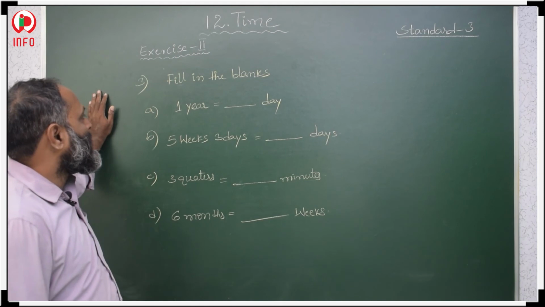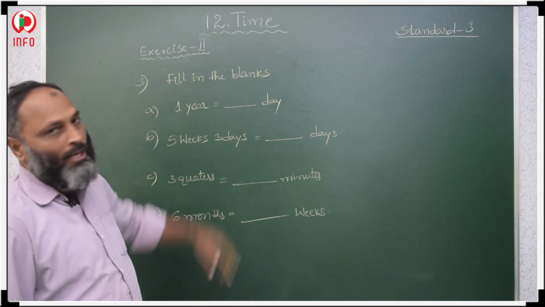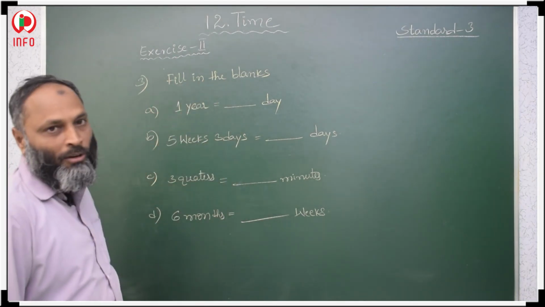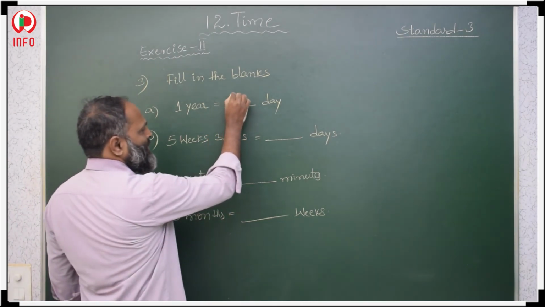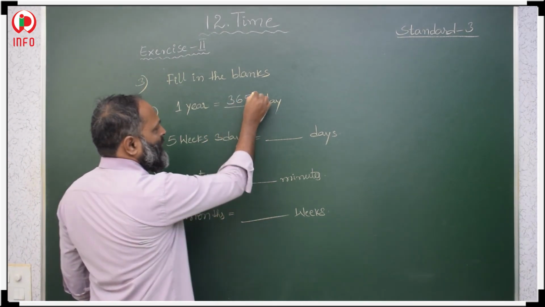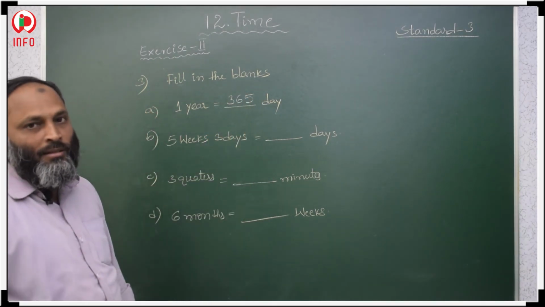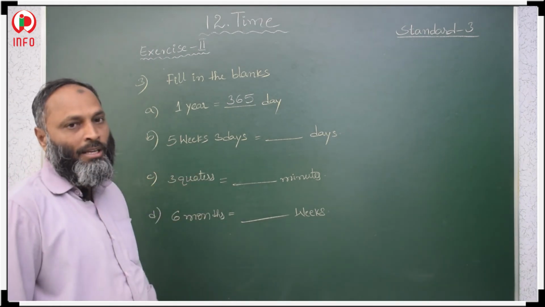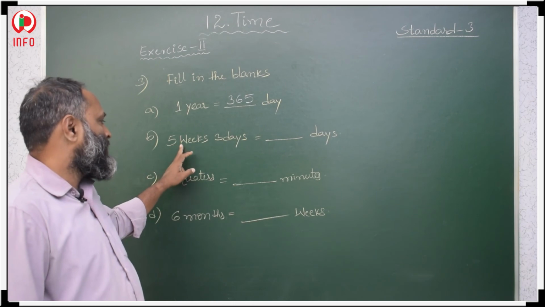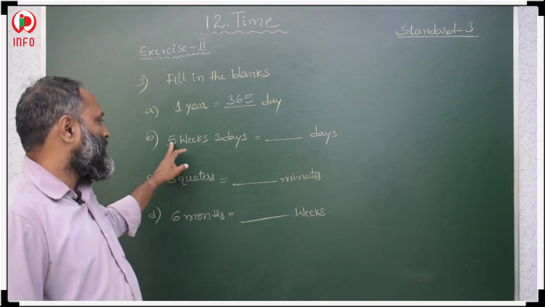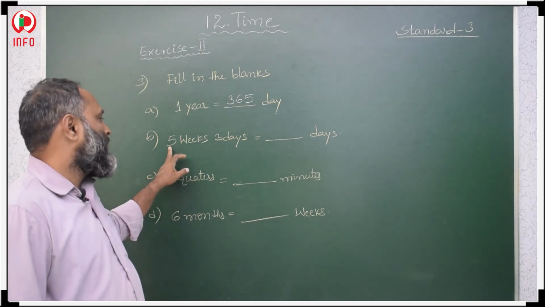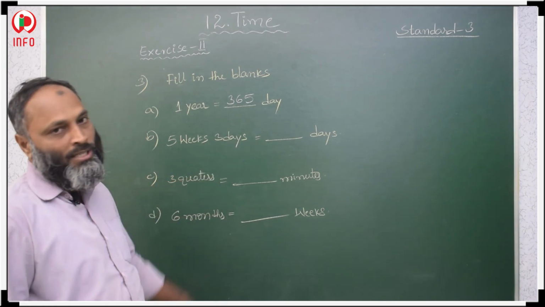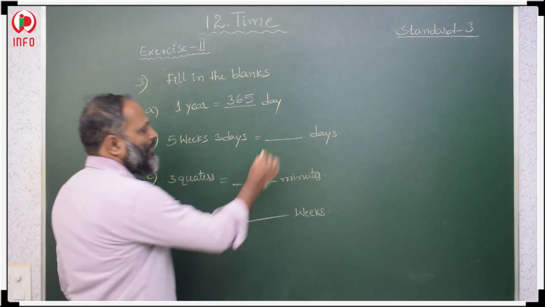Now here in third question, fill in the blanks. 1 year is equal to how many days? 1 year is equal to, we know, 365 days make one year. Here in the second question, 5 weeks 3 days, how many days total? 5 weeks means we have to multiply 5 with 7. 7 fives are 35, 35 plus 3, 38 days.